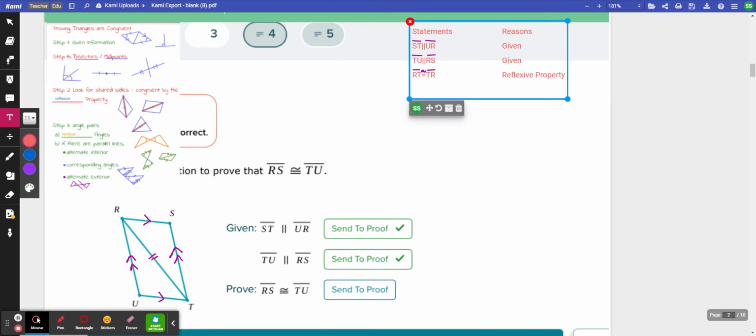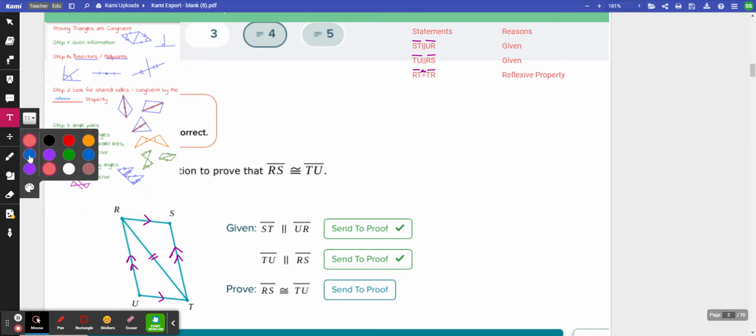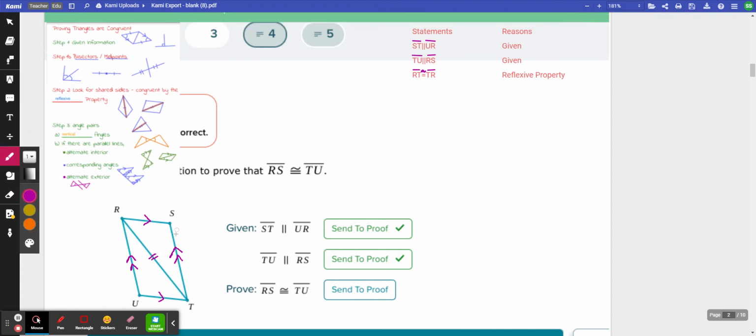So we've got a pair of sides that's congruent by the reflexive property. Now we have parallel lines. So now we have to use those parallel lines to find the angle pairs. So we've got RS, and you use RT as the transversal.